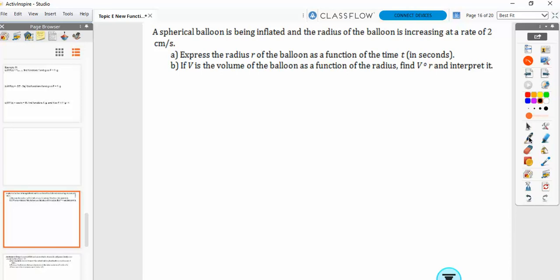So this tells us a spherical balloon is being inflated and the radius of the balloon is increasing at a rate of 2 centimeters per second. So first thing, express the radius of the balloon as a function of the time t. So I want radius as a function of time. So I'm trying to basically say R(t). I want a function. Radius as a function of time.